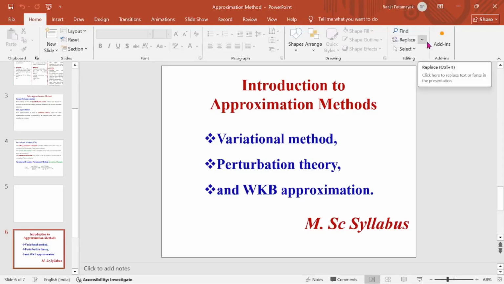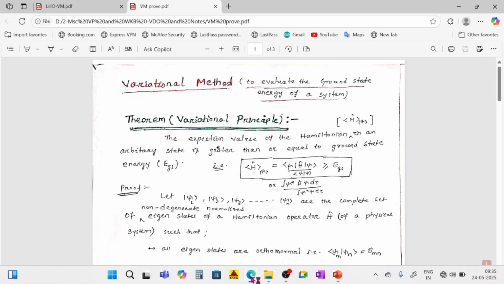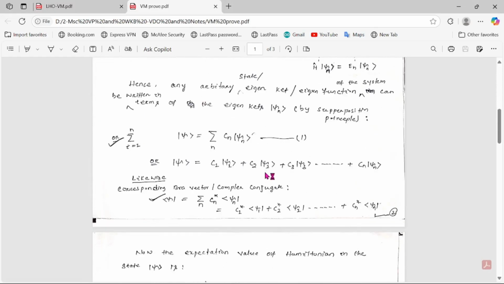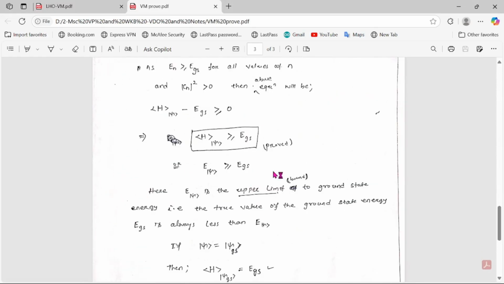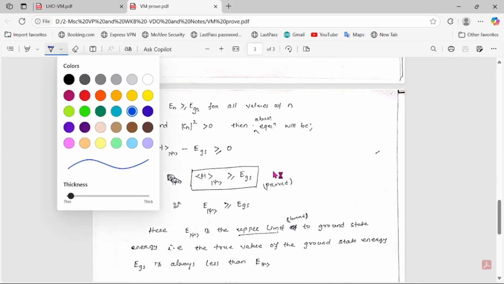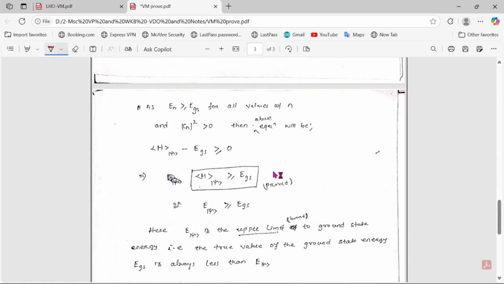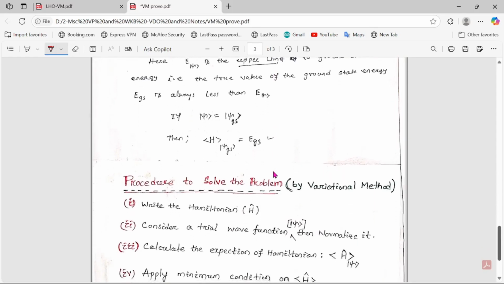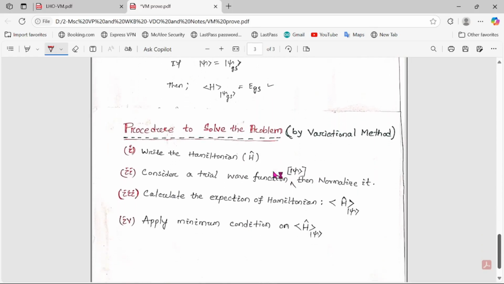Last class, we discussed the proof of the variational method in detail. The expectation value of the Hamiltonian of a system is always greater than or equal to the ground state energy. That we proved in our last class. Now, suppose a particular question is given in your exam, how do we solve it?